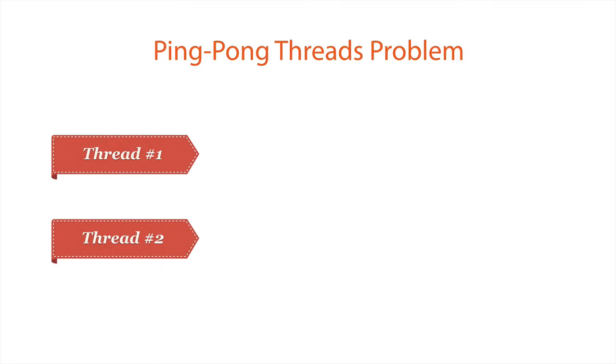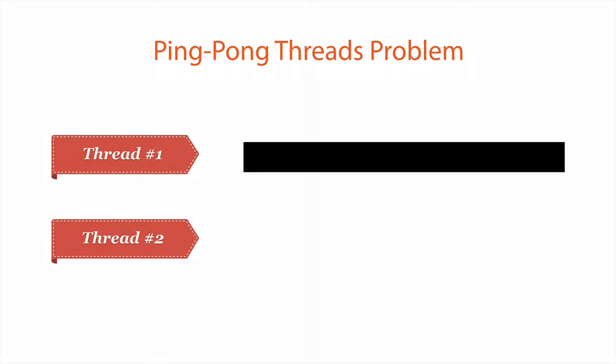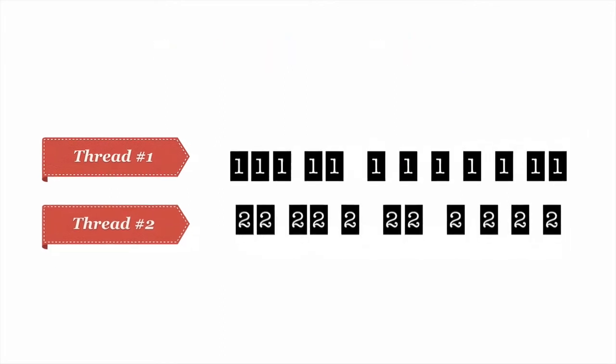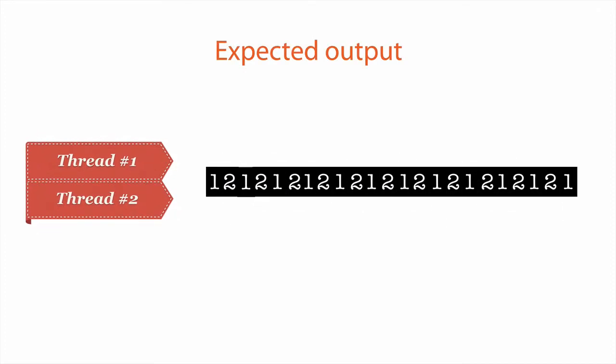Now let's understand what this ping pong threads problem is. Imagine two threads. Thread 1 prints out 1 repeatedly whenever it gets to run. Thread 2 does the same except that it prints 2's. Now here is the problem to solve. We have to design these threads in such a way that when these threads are started concurrently, they should produce an output of alternate 1's and 2's.